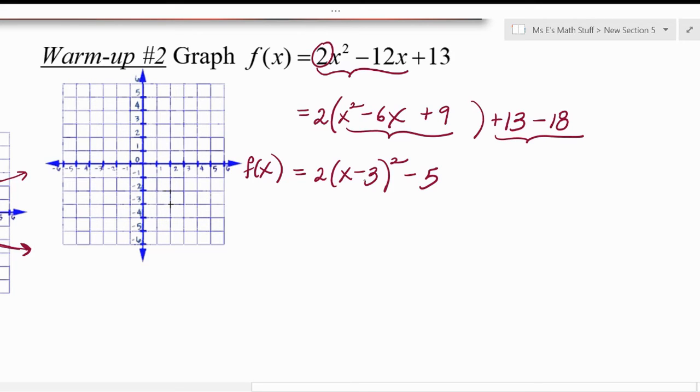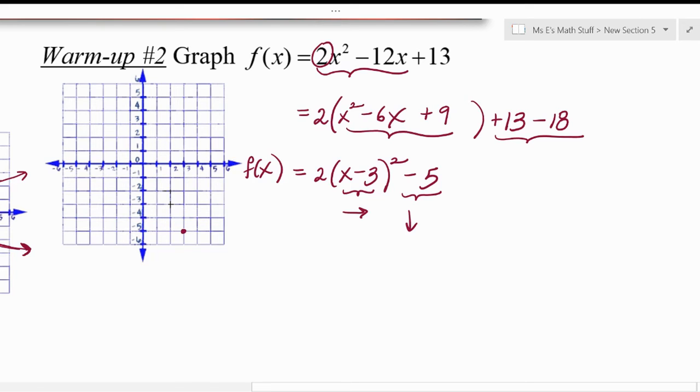Okay, so let's see. Horizontal shifting rules. Subtracting 3 on the inside shifts your graph to the right 3. Subtracting 5 on the outside shifts your graph down 5. And so the vertex would not be at 0, 0. It would be to the right 3, down 5.